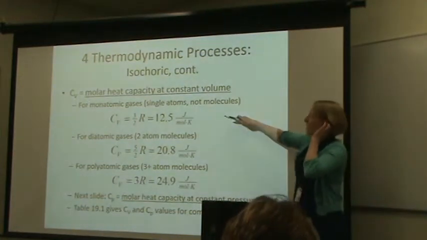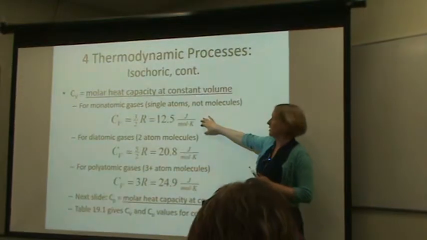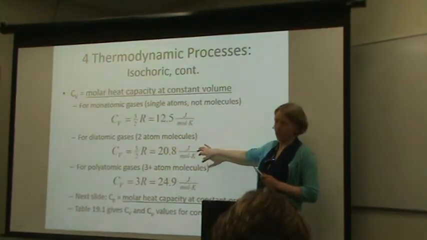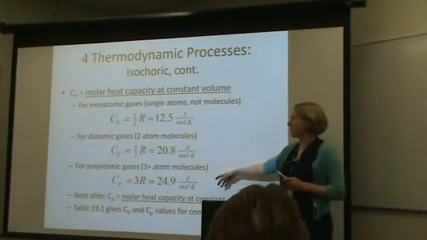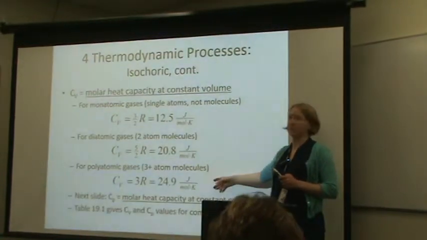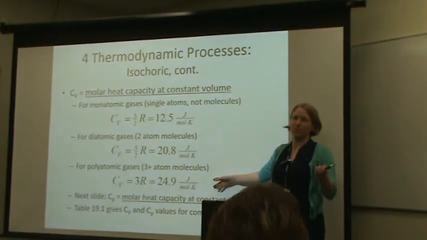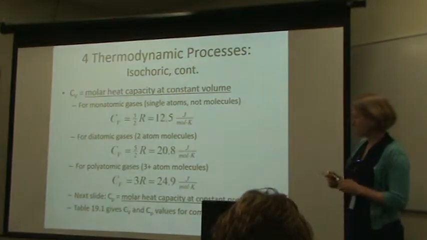So if it was a single-atom molecule like nitrogen, then you could use this equation to calculate CV. If it was a diatomic molecule like oxygen, then you'd use this equation to calculate CV. And anything with 3 or more atoms we call polyatomic, and this is how we calculate CV. That would be like water. Water vapor would be the gas form of that. You could use this equation.